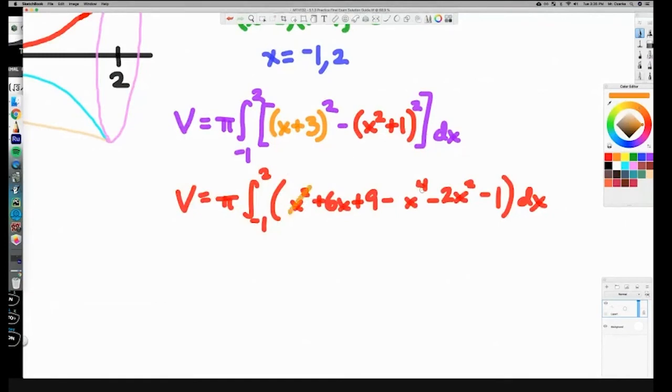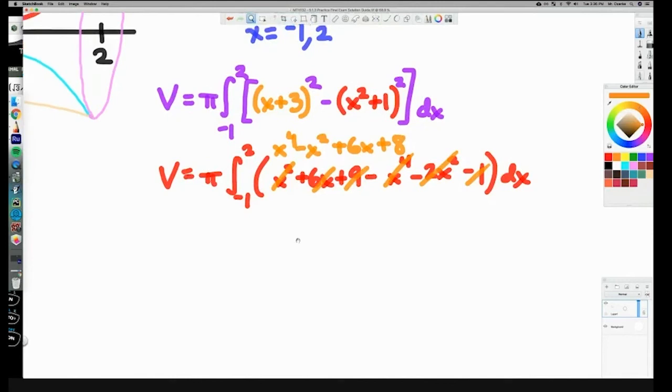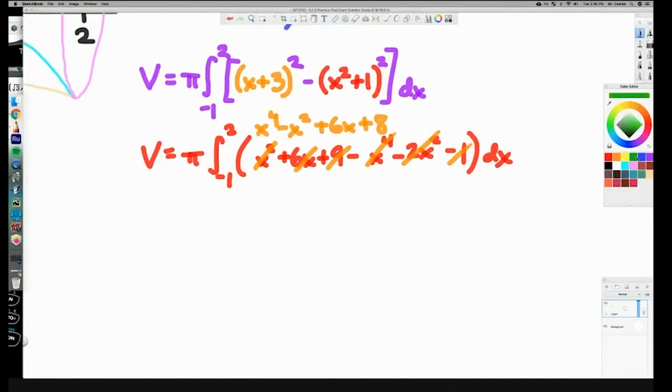All right, so this and this are going to cancel, so you're left with negative x squared. There's an x to the 4th. I'm going to put that in front here. 6x, there's no other x's, so I'm going to do plus 6x. And then 9 minus 1 is 8. I haven't done any real calculus yet. It's just all algebra.